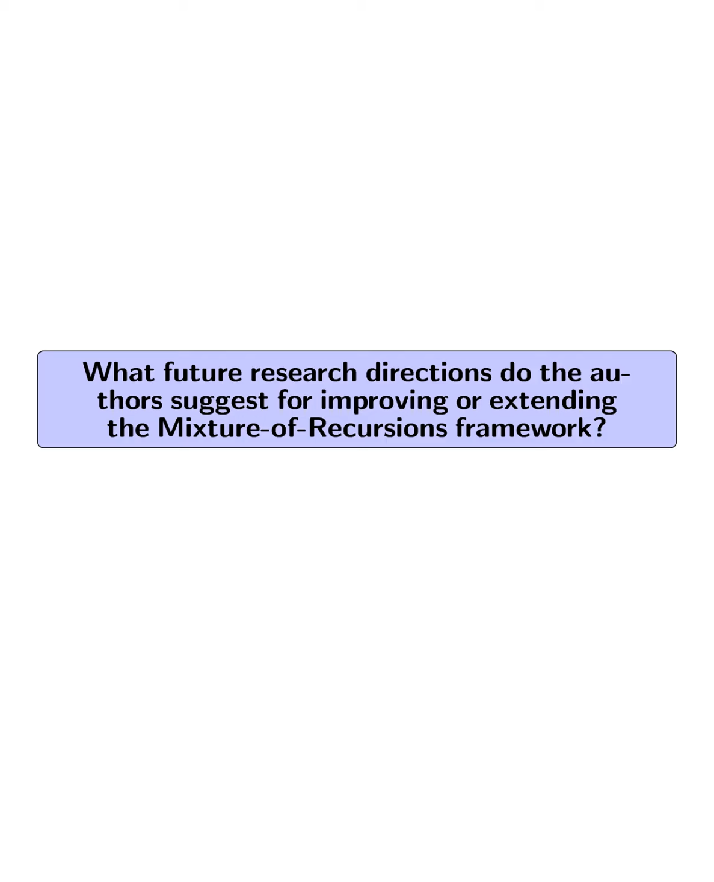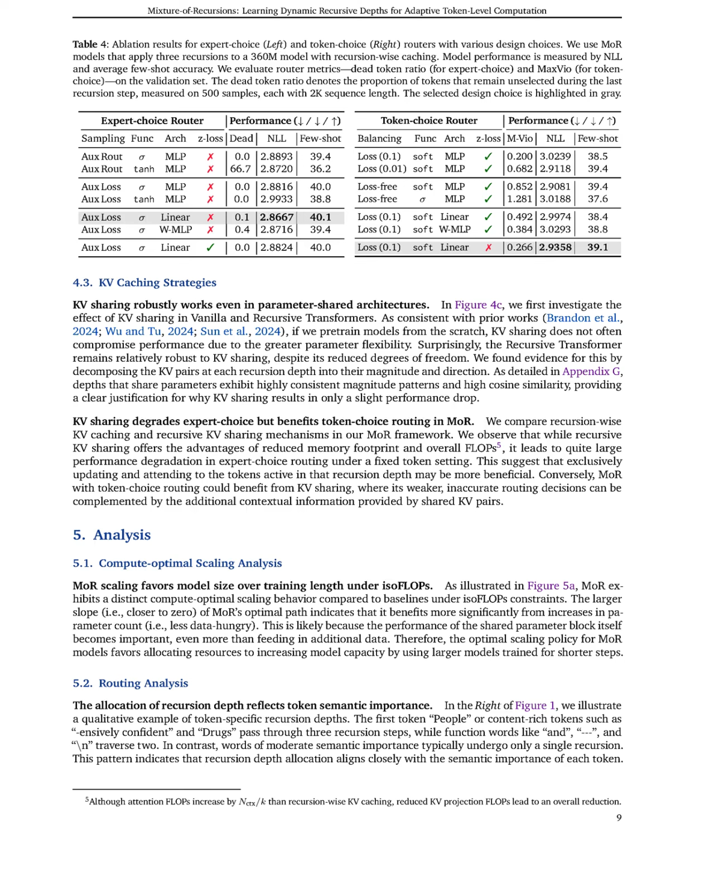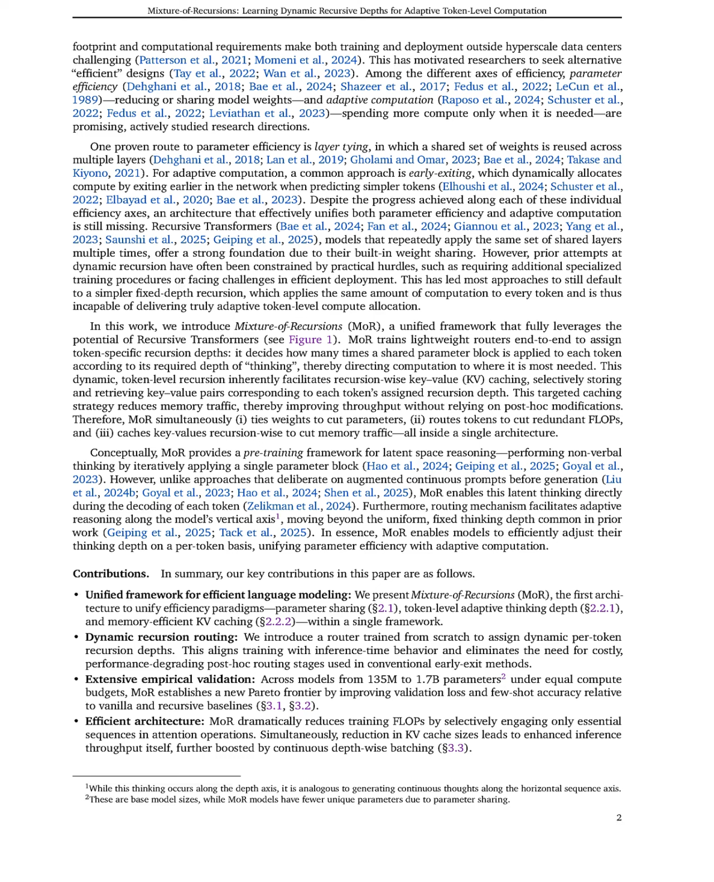What future research directions do the authors suggest for improving or extending the mixture-of-recursions framework? The authors suggest several future research directions for enhancing the framework. One potential area is the exploration of more sophisticated routing mechanisms that could further improve the dynamic allocation of recursion depths, possibly integrating additional contextual information to refine token processing. Additionally, they highlight the need for investigating alternative key-value (KV) caching strategies that could optimize memory usage and computational efficiency, particularly in varying deployment scenarios.